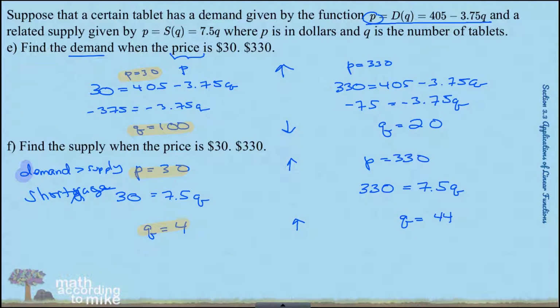And then over here, different highlighter color. When the price was $330, the demand was 20. And when the price was 330, the supply was 44. So here, more was supplied than demanded. So supply was bigger than demand. I'll try not to add an extra G this time. That's called a surplus.